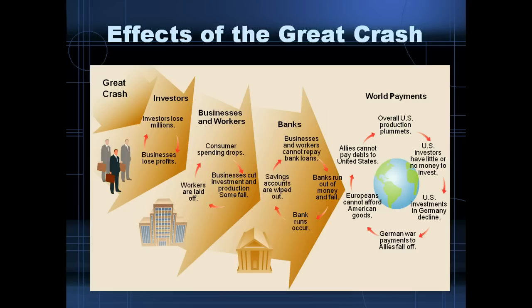In the last video, you learned about the stock market crash, and the crash had a domino effect on just about everyone in America and even people abroad. Even people who didn't have money invested in the stock market were affected by the crash. So this chart kind of explains how various groups of people, various industries, etc. were affected by the crash.